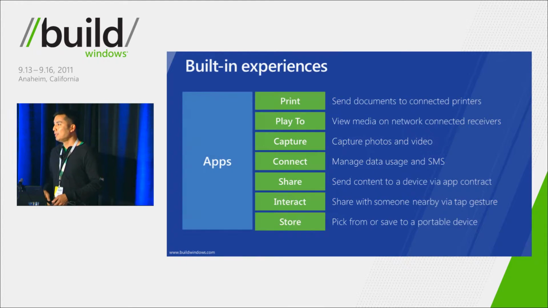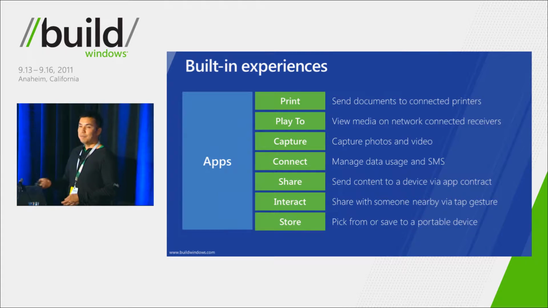So for those of you who didn't see Robin's talk earlier, Windows 8 includes a number of built-in experiences that allow any Metro-style app to take advantage of a variety of devices without needing any knowledge about the device. For example, a Metro-style app can easily send documents to connected printers, whether they're connected physically or over wireless or over the network, by simply using the built-in print experience in Windows. Windows also provides access to things like connected media receivers. An application that has video content, for example, can easily send content out to a connected TV without any knowledge about the TV or the variety of TVs that are out there. And there are a number of other experiences here as well.